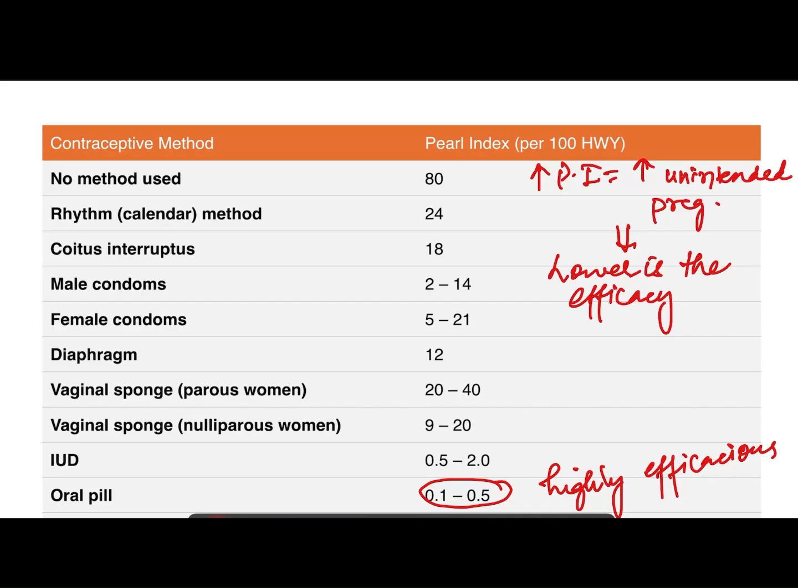Therefore, we promote those methods in the family planning program that have a lower failure rate, meaning lower Pearl Index. So, among these, the failure rate of male condom, female condom, sponge, IUD, oral pills, they are very important and they are often asked in your examination and Viva and MCQ as well.